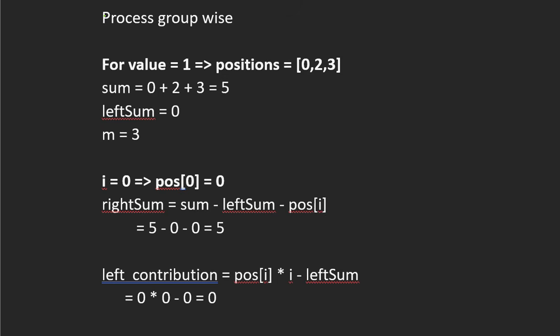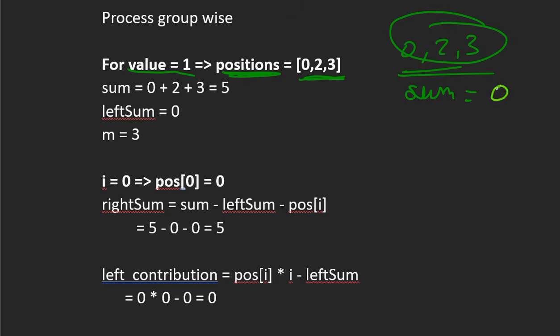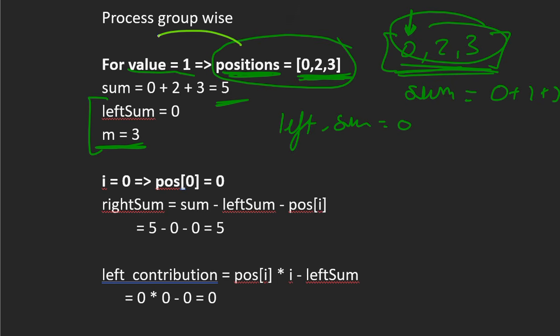First we process value 1. Value 1 is present at index numbers 0, 2 and 3, so these are the three positions. First we find the sum of all these indexes, that is 0 plus 2 plus 3, so the sum is 5. Then we take the left sum. Initially the left sum is 0, since we will be at the first index in the group. The total number of elements is 3, so m is the size of the list of indexes that has the value.